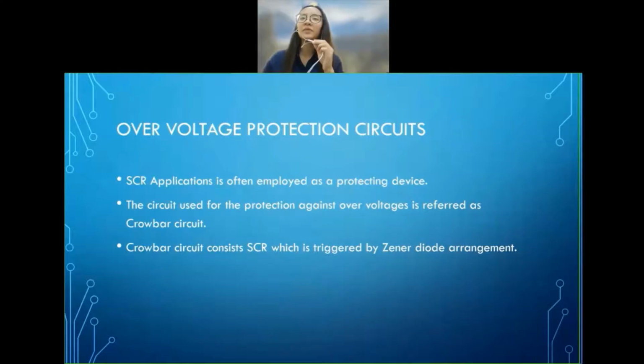And the third one is overvoltage protection circuits. SCR is often employed as a protecting device. The circuit used for the protection against overvoltages is referred to as the crowbar circuit. The crowbar circuit consists of an SCR which is triggered by a Zener diode arrangement.